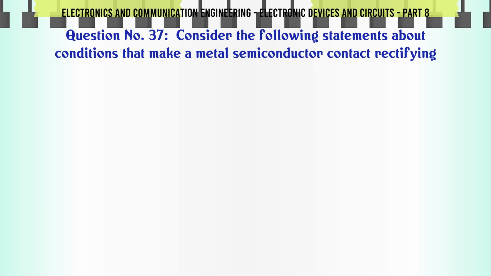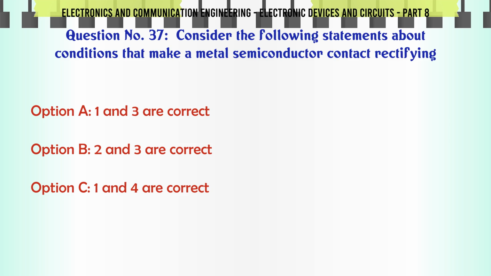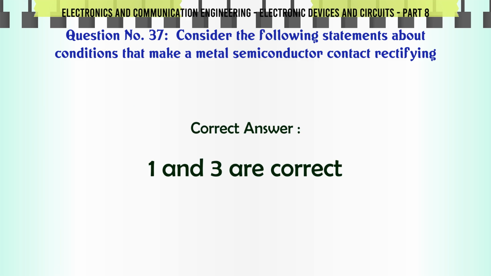Consider the following statements about conditions that make a metal semiconductor contact rectifying. A. 1 and 3 are correct. B. 2 and 3 are correct. C. 1 and 4 are correct. D. 2 and 4 are correct. The correct answer is 1 and 3 are correct.